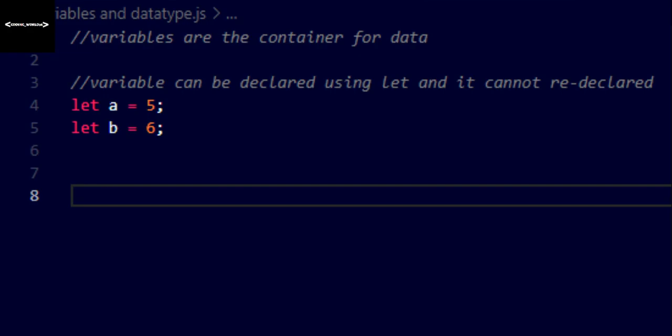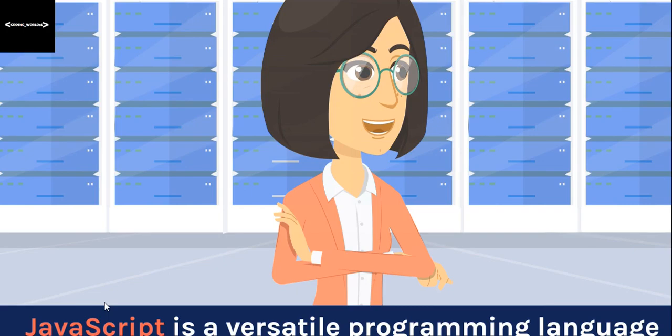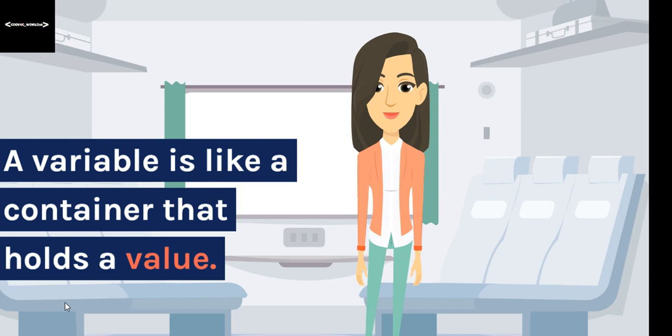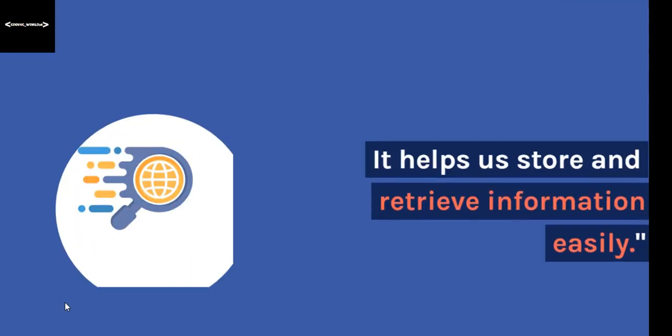This is code. JavaScript is a versatile programming language used to make our websites interactive and dynamic. A variable is like a container that holds a value. It helps us store and retrieve information easily.